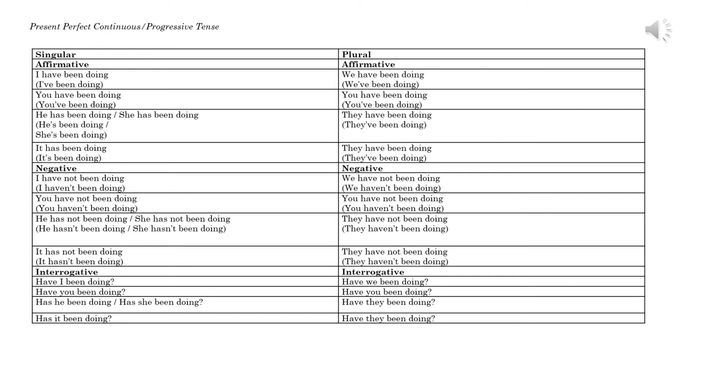Present perfect continuous or progressive tense. Affirmative. I have been doing. I've been doing. You have been doing. You've been doing. He has been doing. She has been doing. He's been doing. She's been doing. It has been doing. It's been doing. We have been doing.